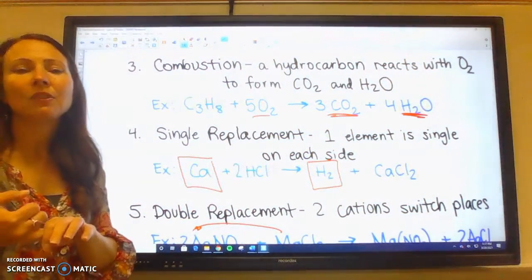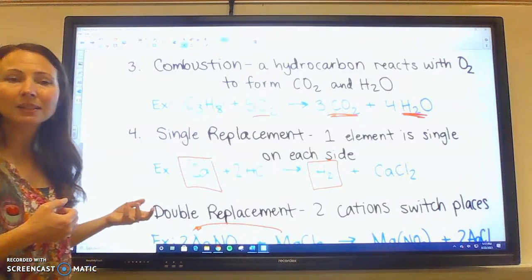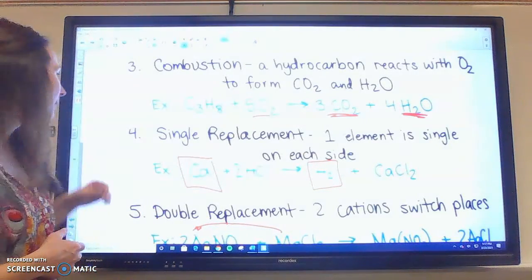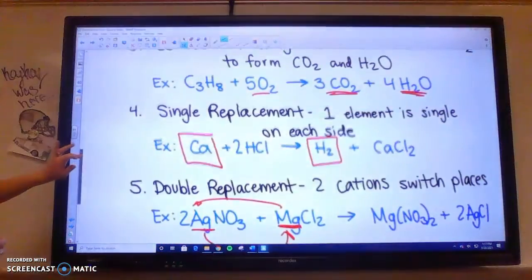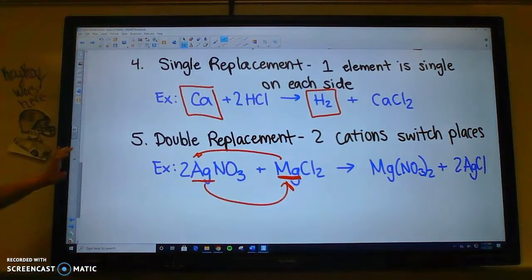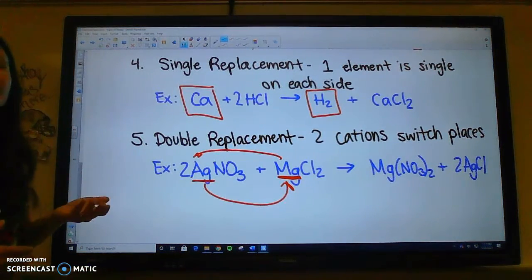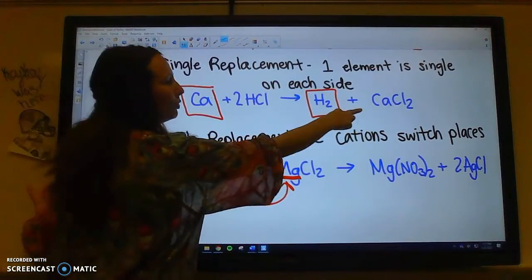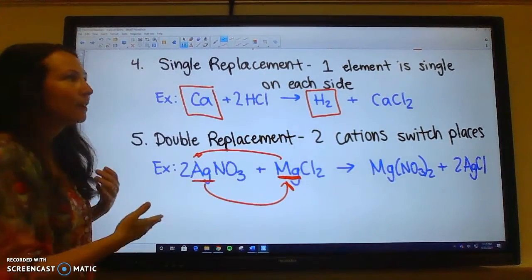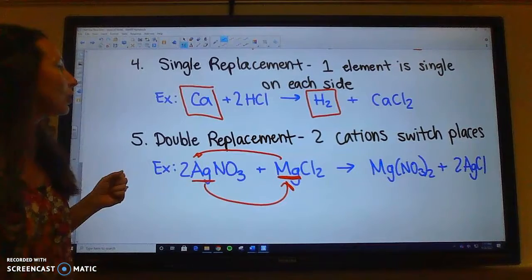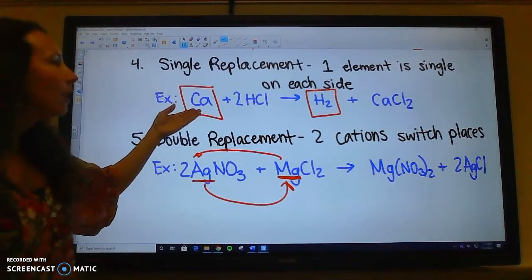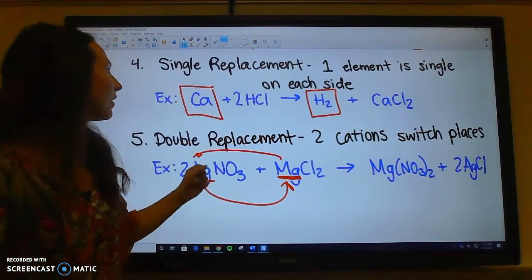So when you're looking at your reactions, if you see carbon dioxide and water only as the products, that's a combustion, right? And then we have type 4 and type 5. So reaction types 4 and 5 are both replacement reactions. You're going to see 2 reactants, 2 products, all right? But if it's a single replacement, you're going to notice that you have one element that is by itself or single on each side of the reaction arrow.